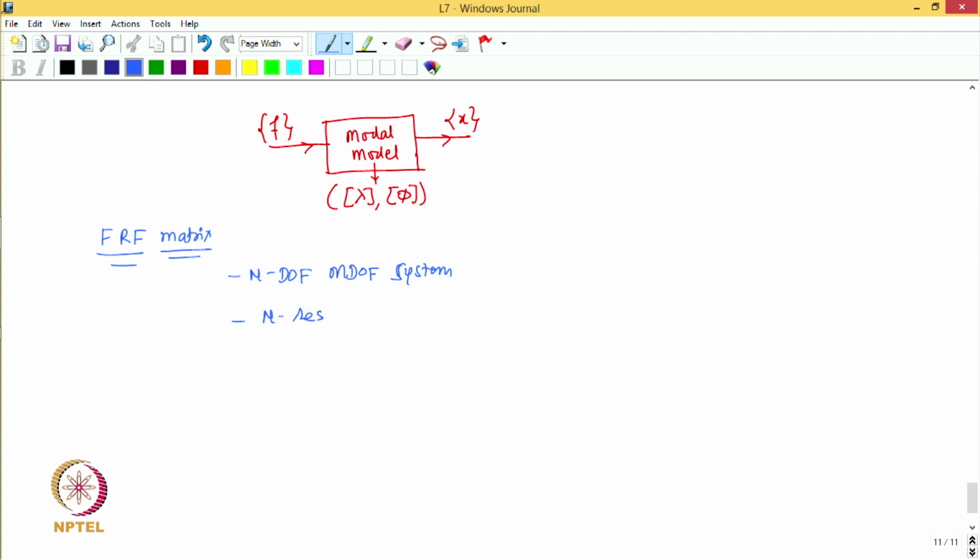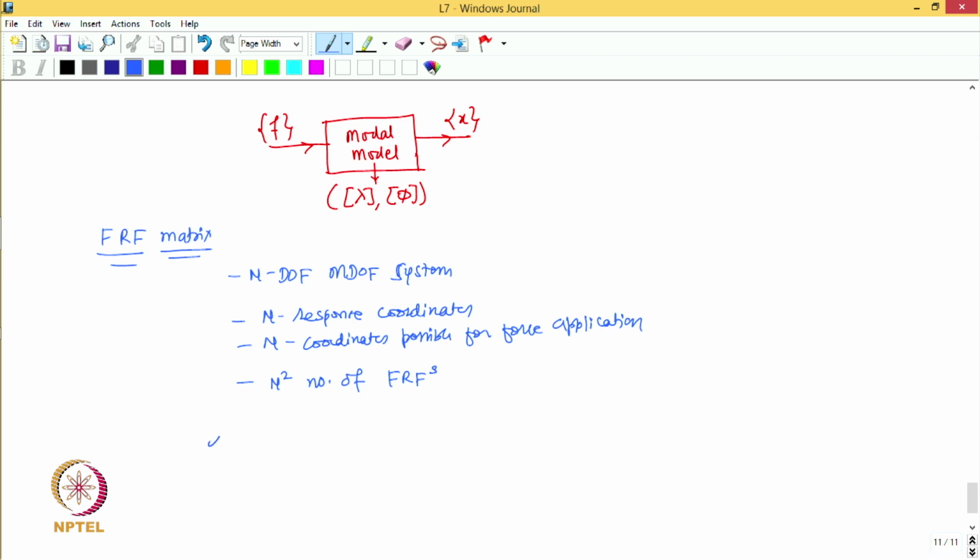Since we have n response coordinates, right, and then there are n coordinates possible for force, that is why there are n into n, that is n square, combinations of response and force coordinates, and hence there are n square FRFs, n square frequency response functions, corresponding to each choice of response and force coordinate.